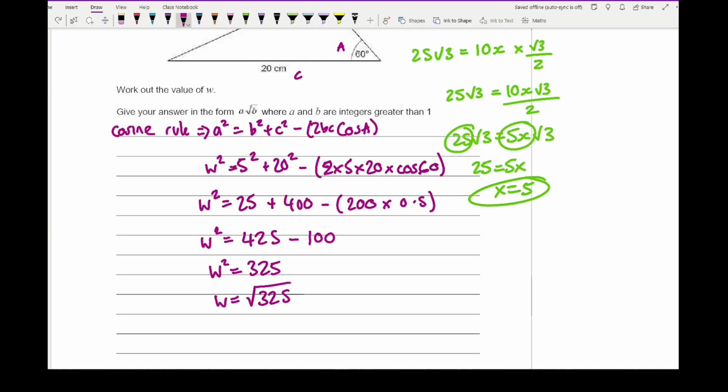I could then take out 25 as a common factor, which would simplify this, in which root 325 is equal to root 25 multiplied by, and again, if I just work out how many 25s are in 325, that's 13, in which I get an answer of 5 root 13, and there is my final answer.